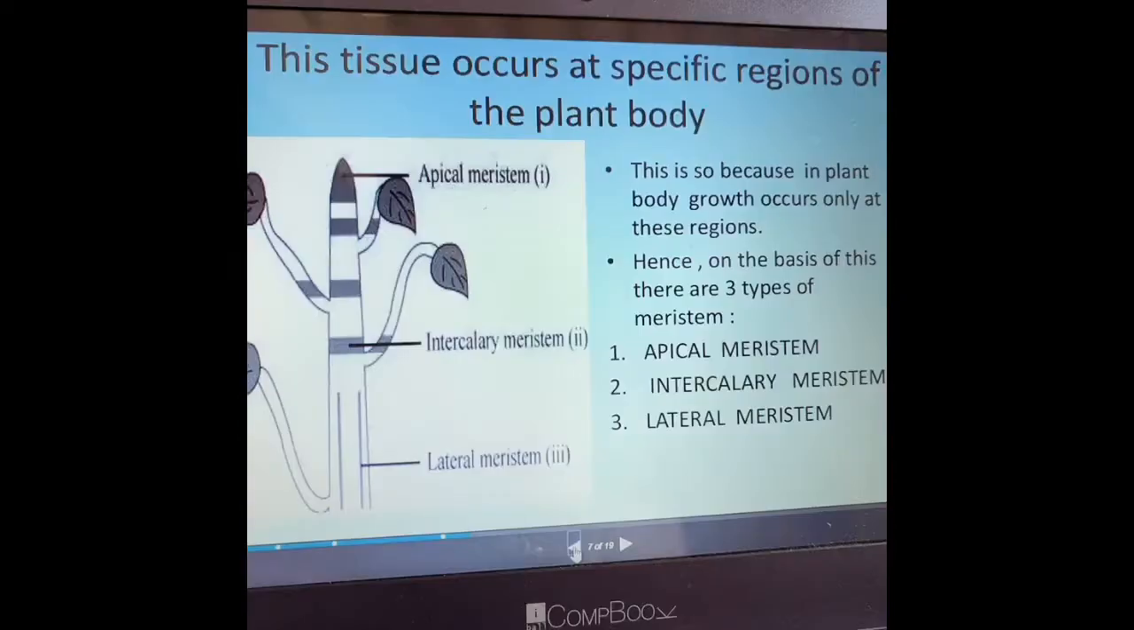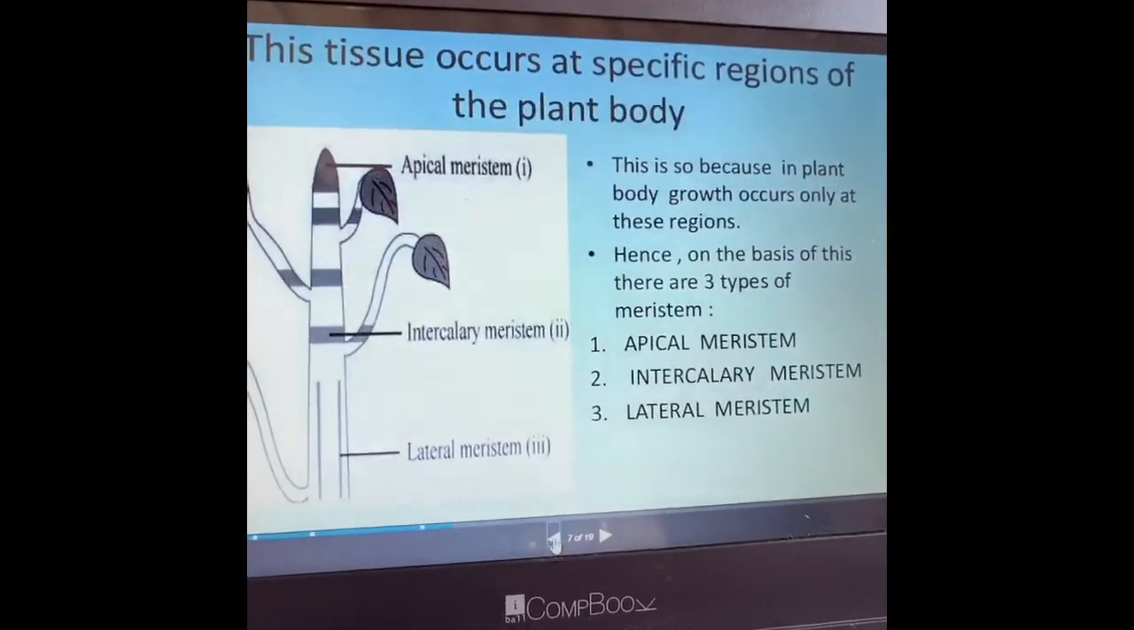Good morning, dear students. We are discussing the various plant tissues and we have begun with the meristematic tissue. We have already discussed the characters and the functions of the meristematic tissues and also the types. Now let us discuss the features of the types of meristematic tissues.